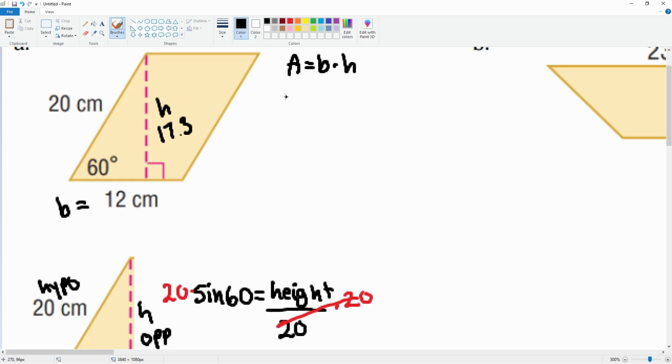So from there, we have our height, which is 17.3. Now we can plug it in. Area equals base, which is our 12, times our height, which is 17.3. Our area is then approximately 207.8.